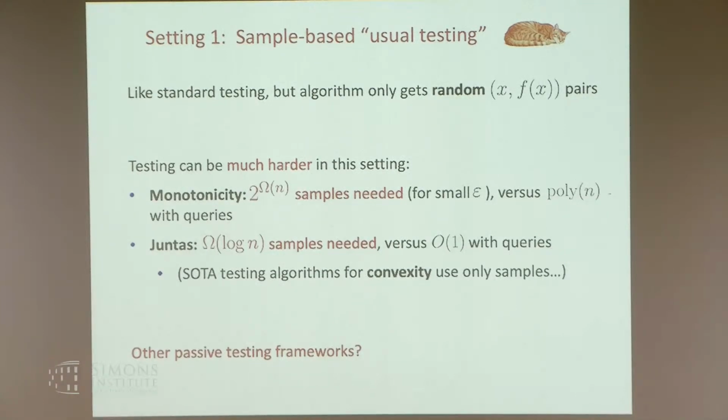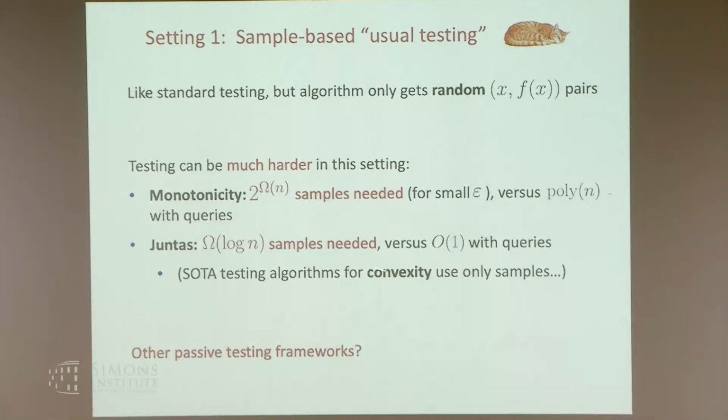You just get random labeled examples. So for monotonicity or juntas, you get random uniform x's along with their labels. That's the kind of access you have to the data. You can't say, oh, I want to query this point. I want to query this point. You just get what you get. Okay. So it probably is not too surprising. Testing becomes hard in this setting. Monotonicity testing becomes much harder. Junta testing becomes much harder. This is a challenging framework for testing.